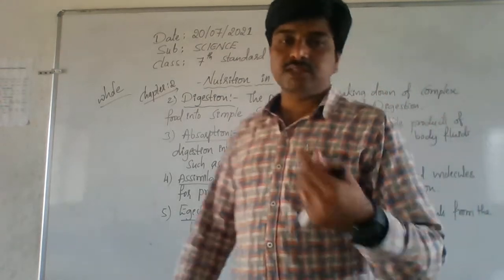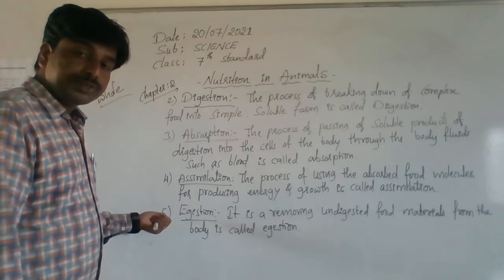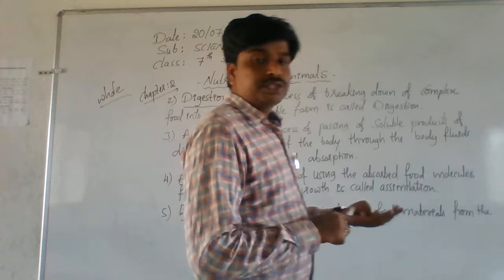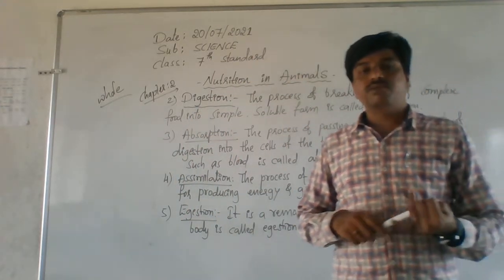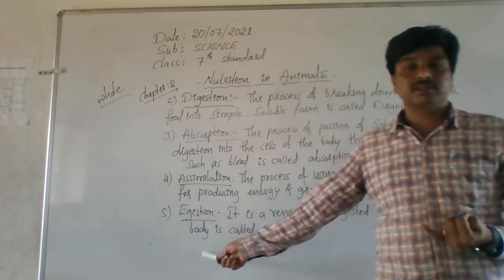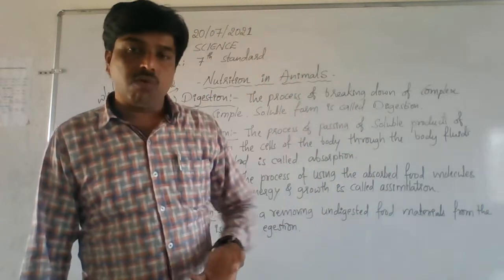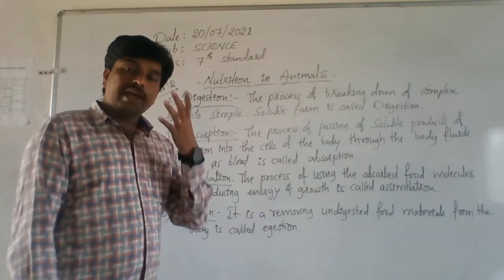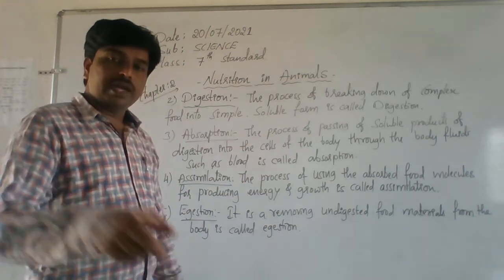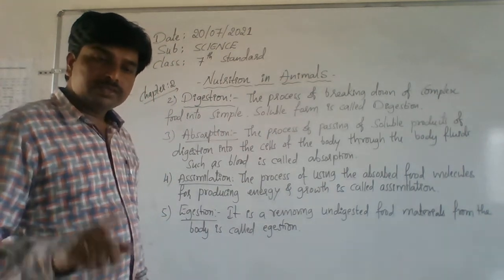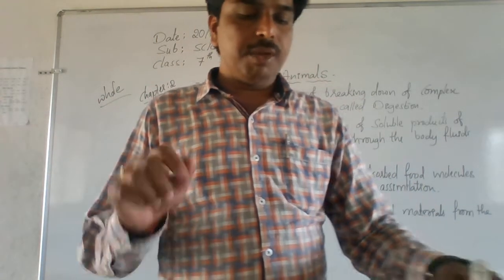Excretion comes as another term. So this is the last step of nutrition. First step ingestion, second step digestion, third step absorption, fourth step assimilation, last step egestion. So these are the 5 main important steps involved in nutrition in animals. Clear or not? Take down these notes in your homework and read it. Understand? So in the next class we will discuss nutrition in amoeba.